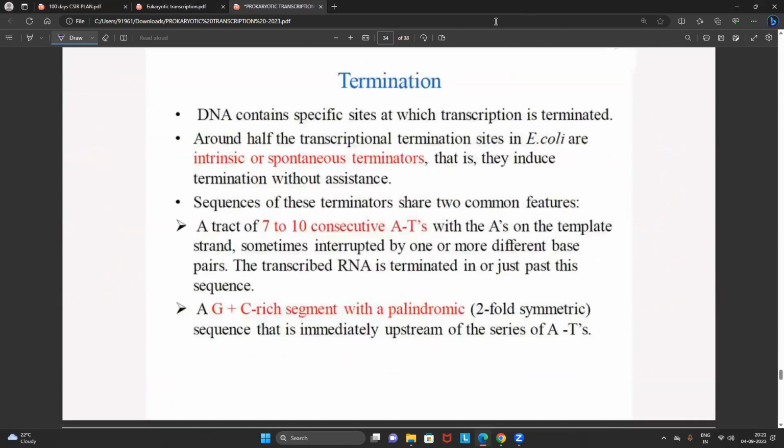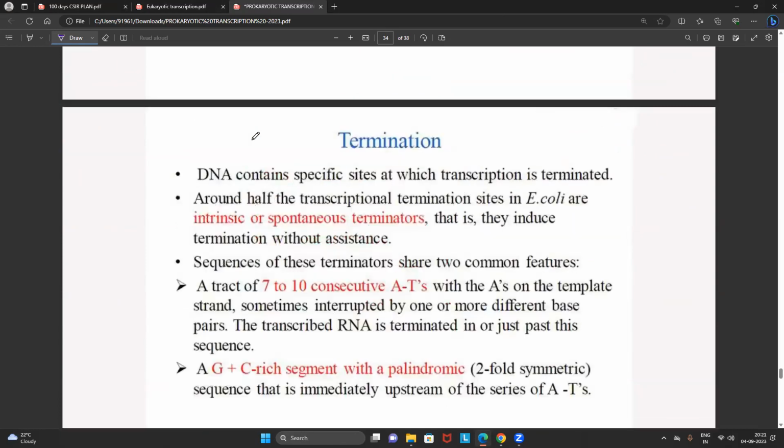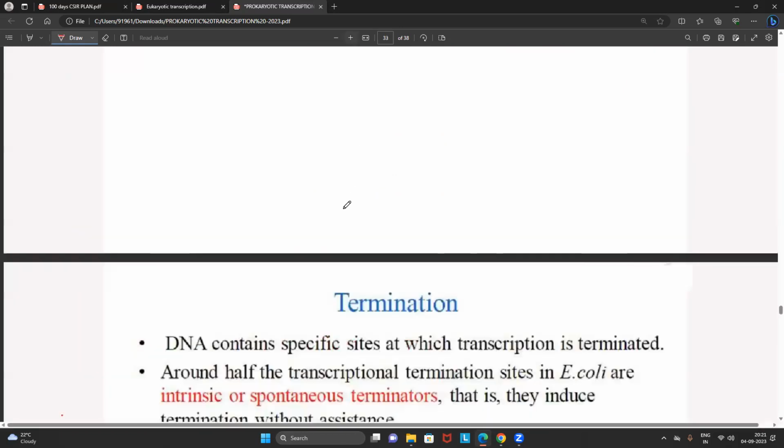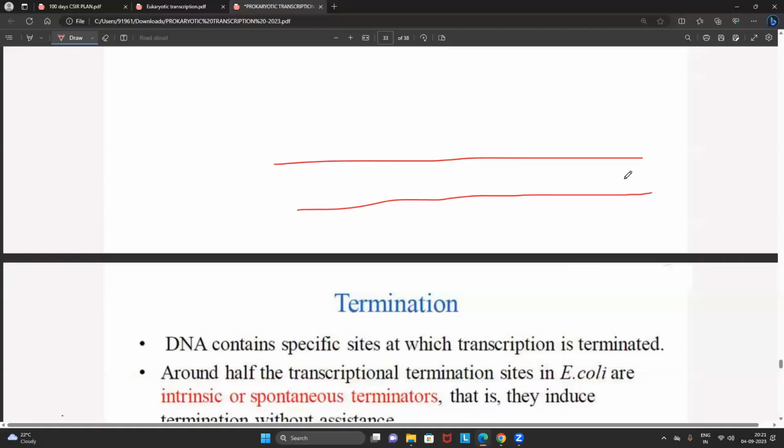Then friends, most important, you will get a direct question from termination itself. It's also very, very important, friends, termination. And the termination in the case of transcription is very different compared to replication. All the students listen, look into the diagram, every one of you. This is the double-stranded DNA. This is an RNA polymerase enzyme. The RNA polymerase enzyme is moving continuously and synthesizing the RNA. You can understand. Now, my question is, till how long does the RNA polymerase enzyme keep on moving on the double-stranded DNA? That is the question.